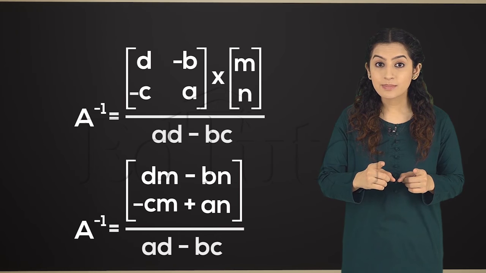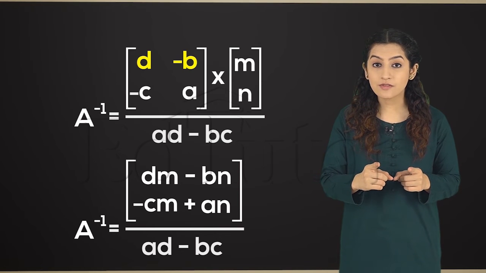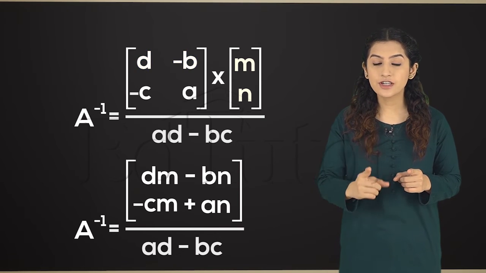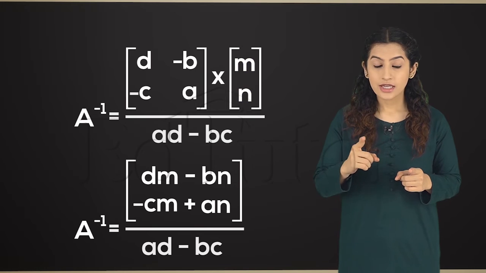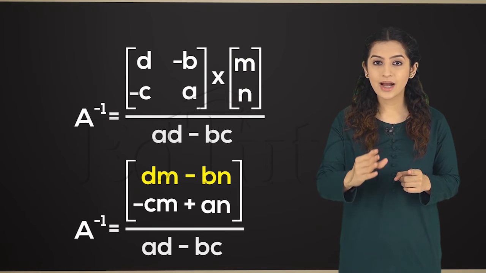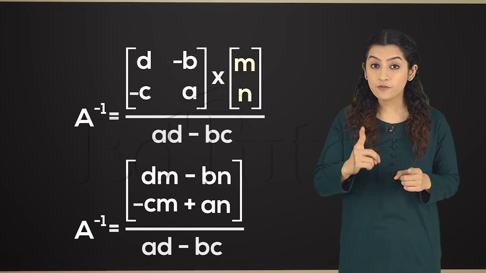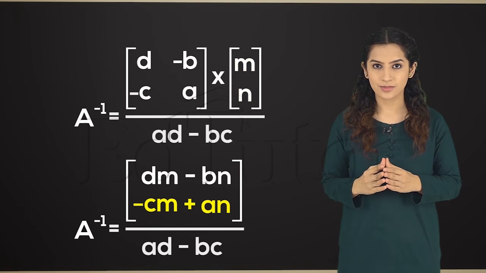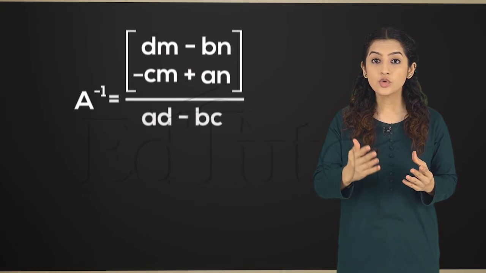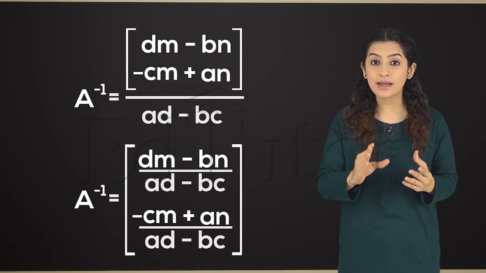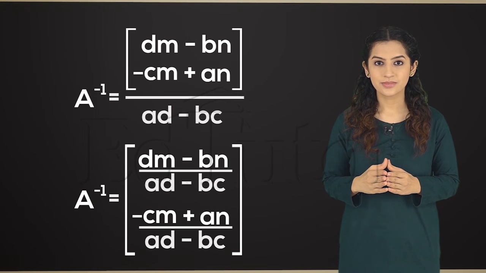Now, start multiplying by taking the first row of the inverse of A and multiply it by the first column of B. So, here comes D into M minus B into N. The same goes for the second row, first column, to fill this position. And then, you divide each entry by the determinant. I know this looks complex, but the concern here isn't the pattern of alphabets. You should focus on the procedure being followed.